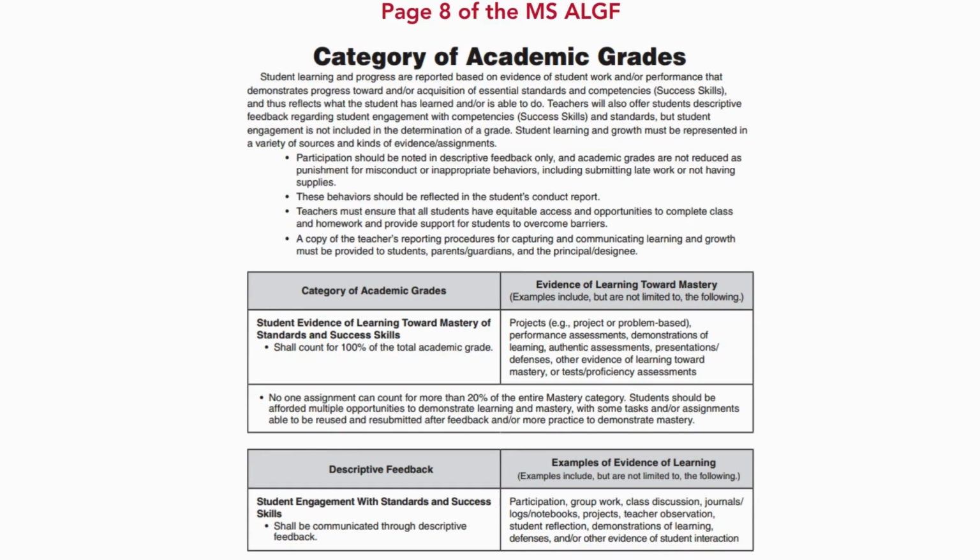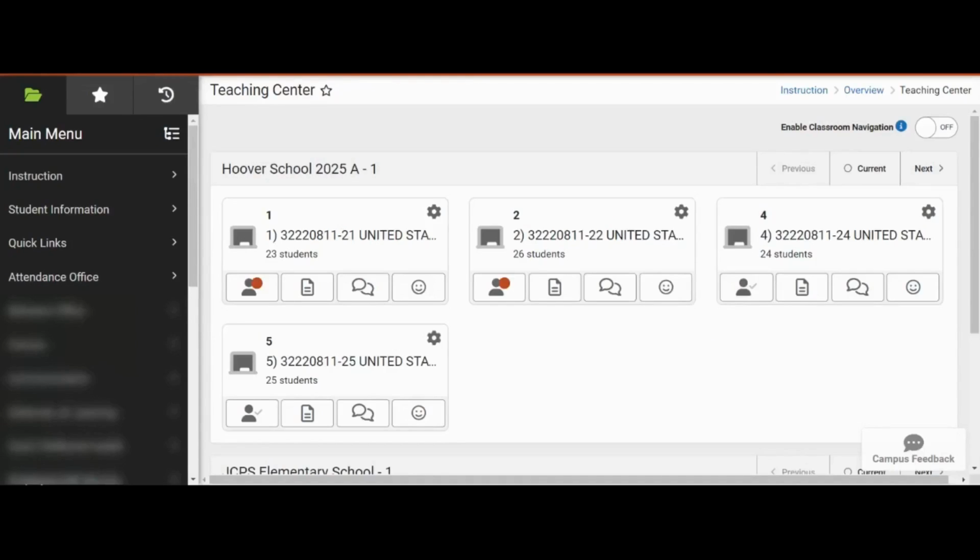Beginning the 24-25 school year, all middle school courses will only utilize the Student Mastery category for assignment grades. All assignments will be entered into the Student Mastery category at a weight of 100%. To verify that our categories are set up appropriately, we will navigate to Instruction.